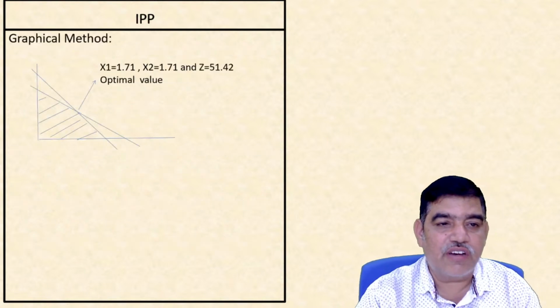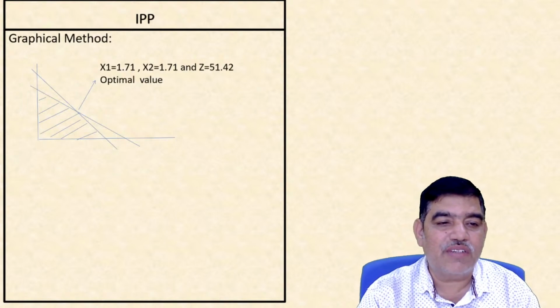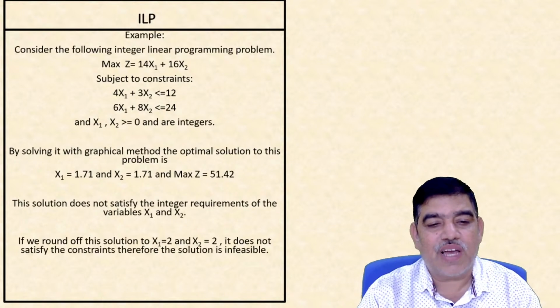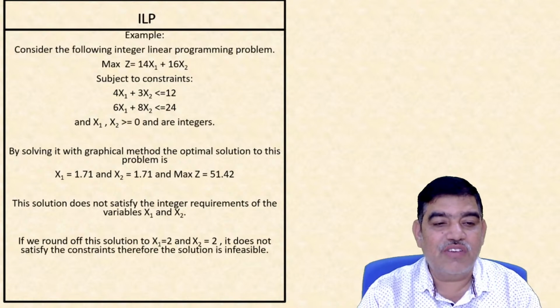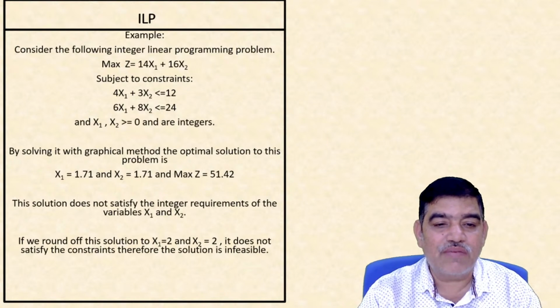So this is the figure here. If you draw it this way, that is the optimal point, and there is the feasible region. This solution, as per our integer linear programming, does not satisfy the integer requirements of the variables x1 and x2, because the x1 value is 1.71 and the x2 value is 1.71, which are real numbers. Hence it does not satisfy the integer requirements.